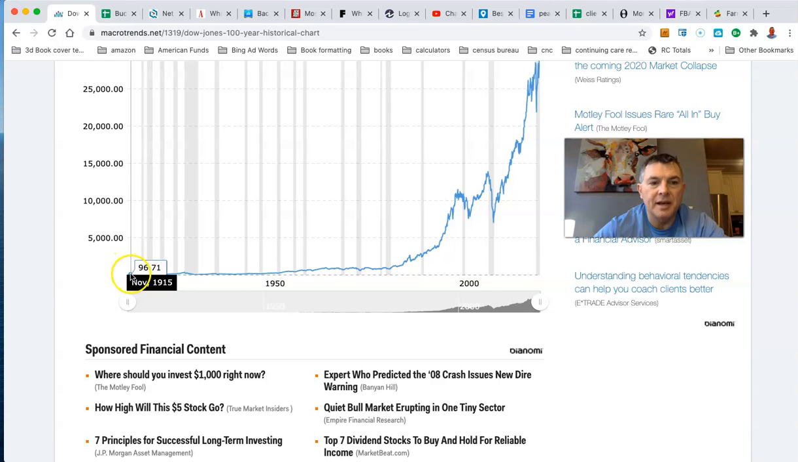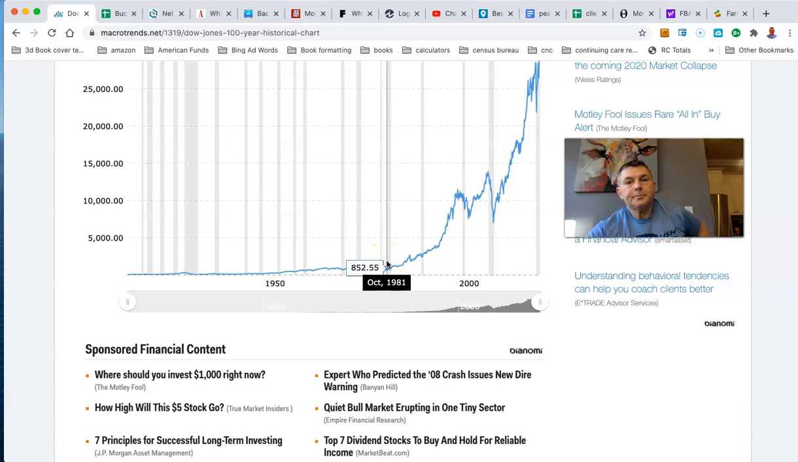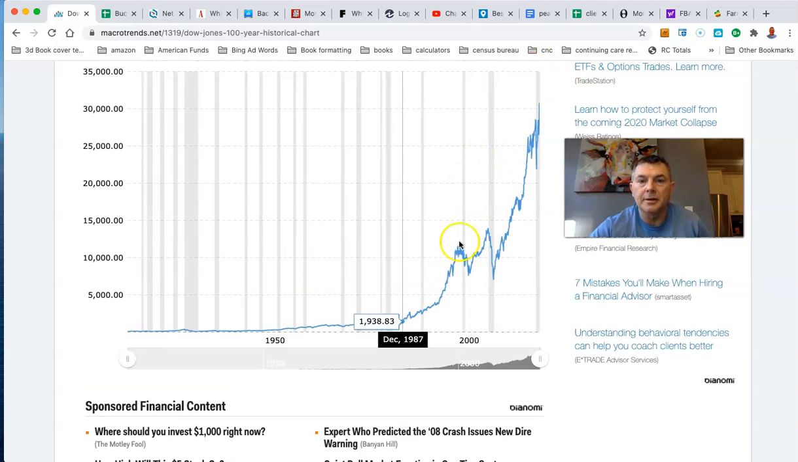I only got from 71 to right there, 848, over the previous 60, basically 70 years from 1915, which was 70. By 1982 it was 850. I had to be invested there, or else I would have missed all this ramp up right there. Look at that.